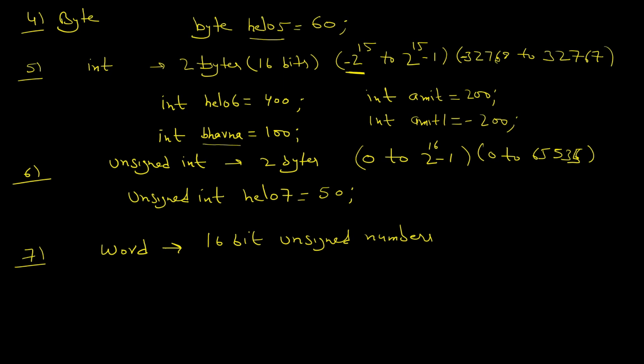So here you can define these 16-bit unsigned numbers. You can define like this: word hello 8 is equal to 2000. So that will initiate a word with the name hello 8 with the value 2000 in it.